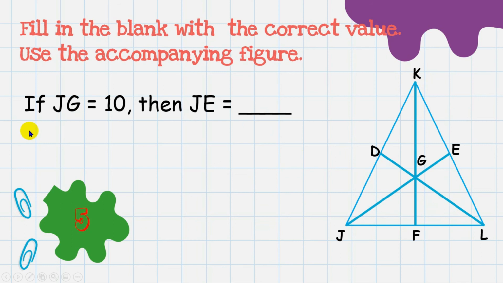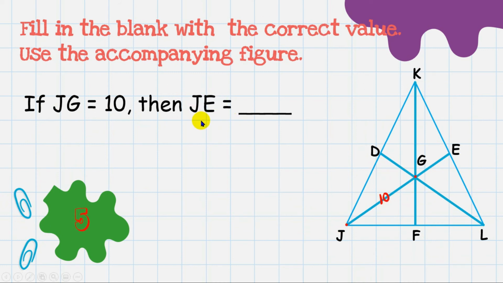Okay. Next, same again. This is triangle JKL, and these line segments, line segment LD, JE, and KF are medians, with point G as centroid. Here we have line segment JG. JG is 10. Where is JG? From point J to point G, so from vertex to the centroid. And this is 10. So, what is missing now is line segment JE.